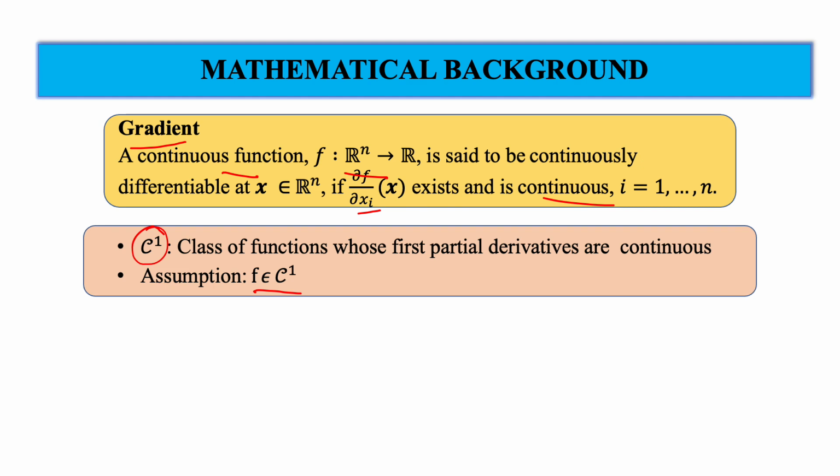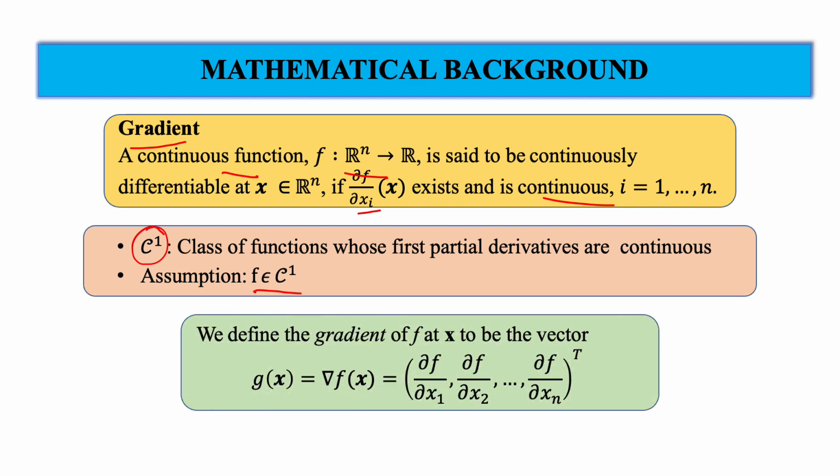Then we define the gradient of f at x to be a vector. So we will denote the gradient at x, which is the same as gradient of f(x). You take the partial derivatives of f with respect to x1, x2 and so on, that is, the gradient is a column vector.